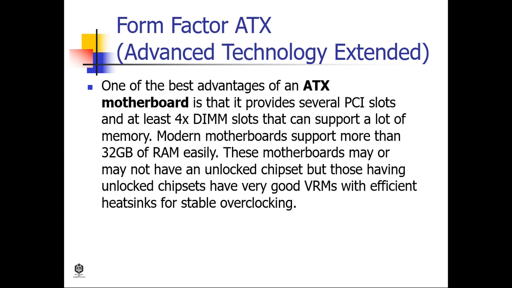How about the features? One of the most important advantages of an ATX motherboard is that it provides several PCI slots and at least 4 DIMM slots that can support a lot of memory. Modern motherboards support more than 32 gigs of RAM easily. These motherboards may or may not have an unlocked chipset, but those having unlocked chipsets have very good VRMs with efficient heatsinks for stable overclocking.